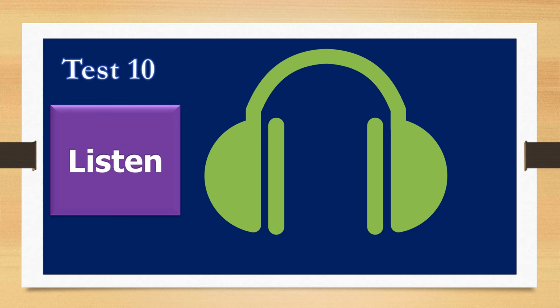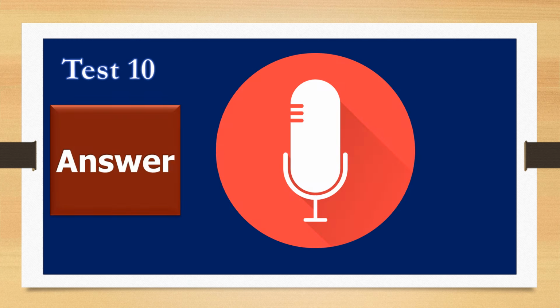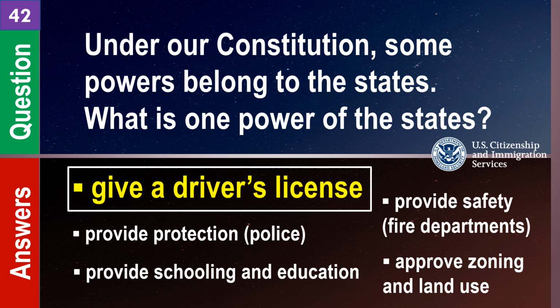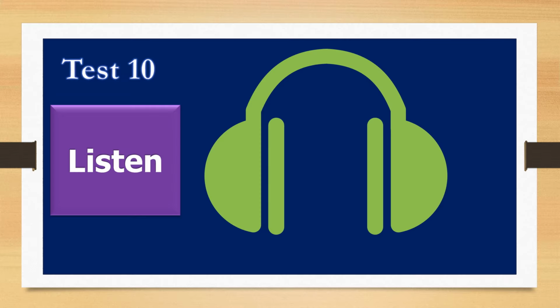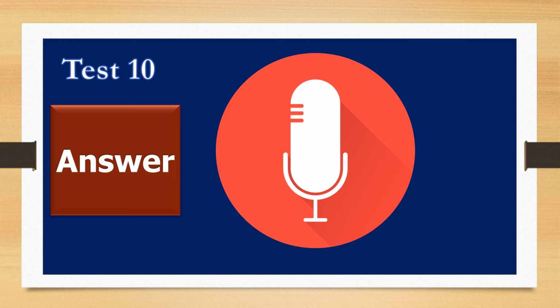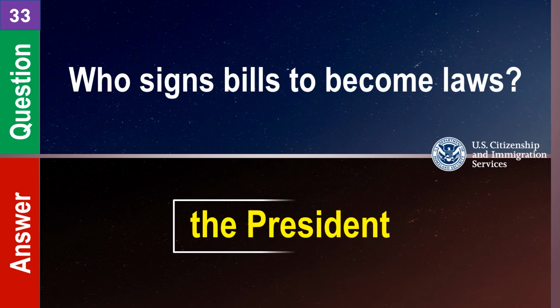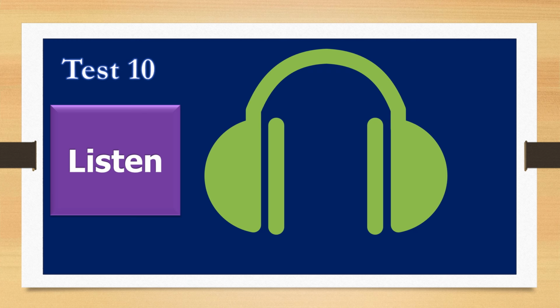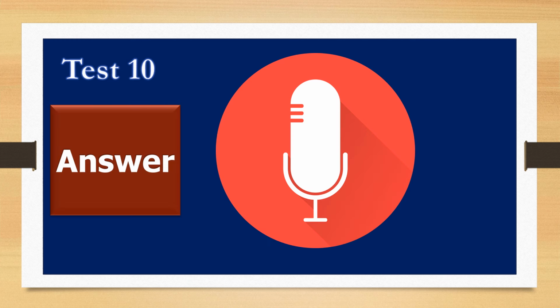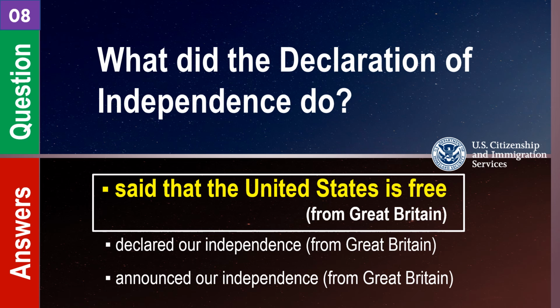Under our Constitution, some powers belong to the states. What is one power of the states? Give a driver's license. Who signs bills to become laws? The president. What did the Declaration of Independence do? Said that the United States is free from Great Britain.